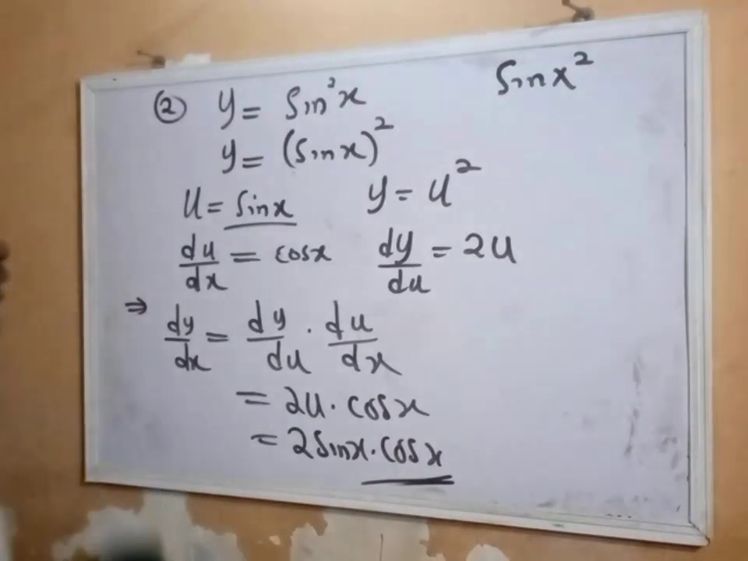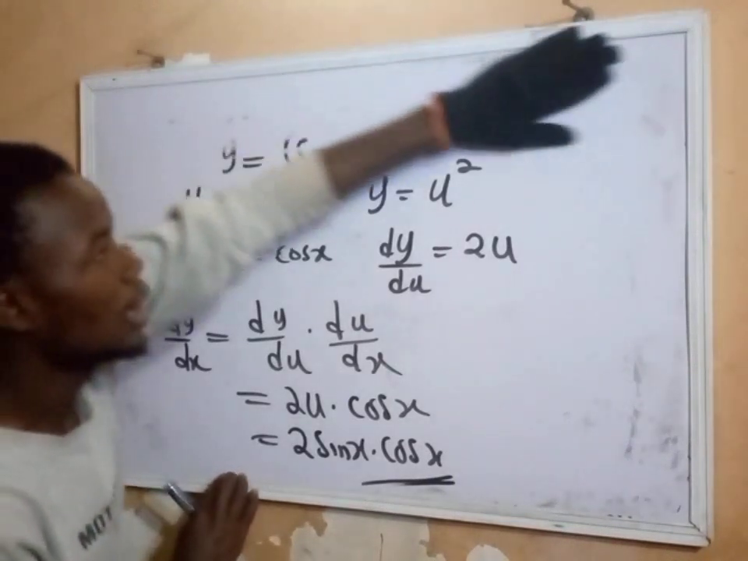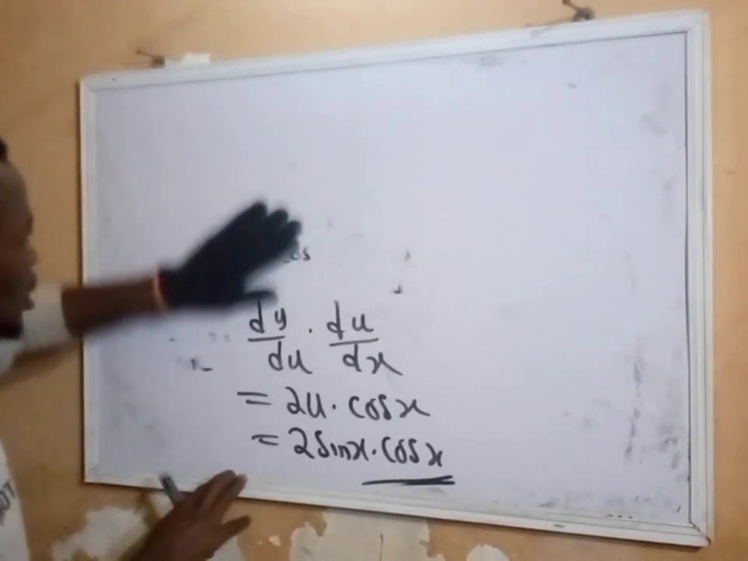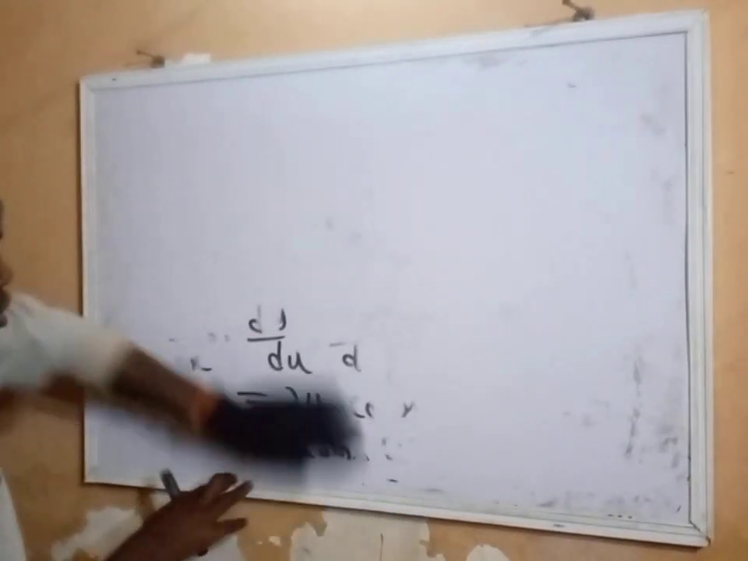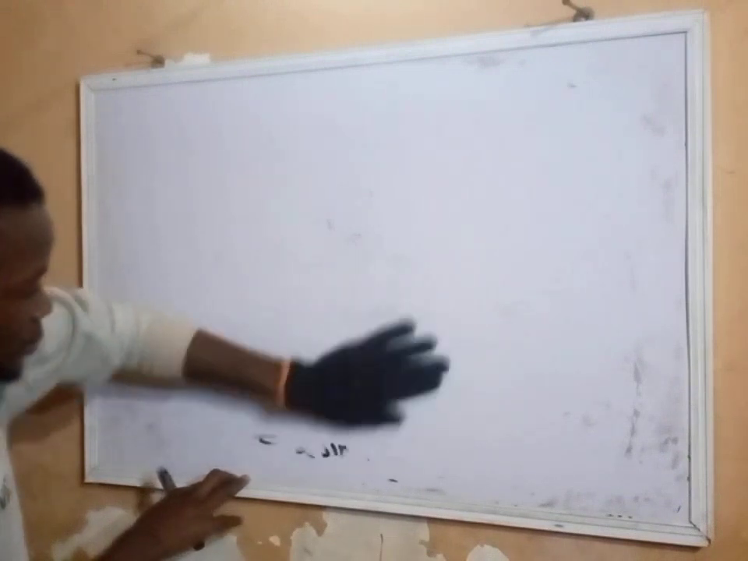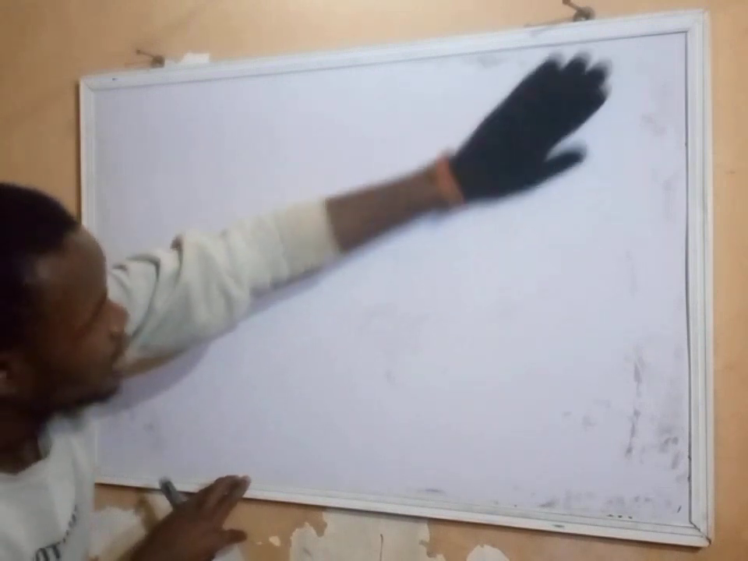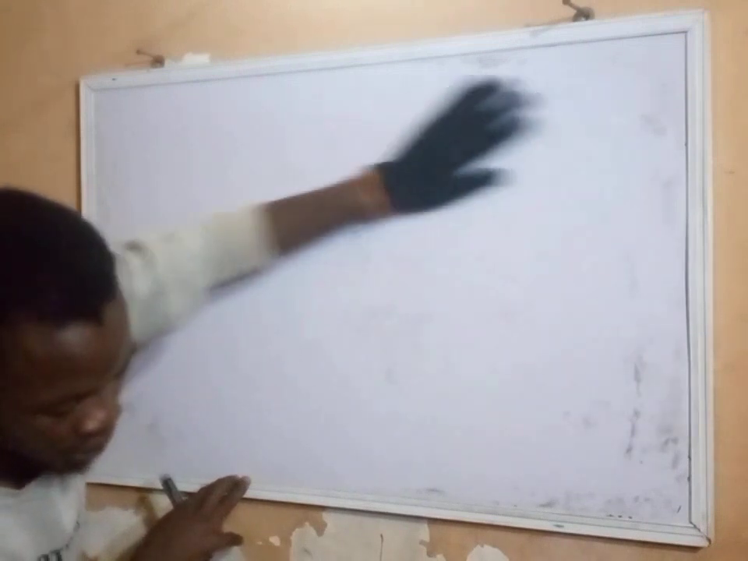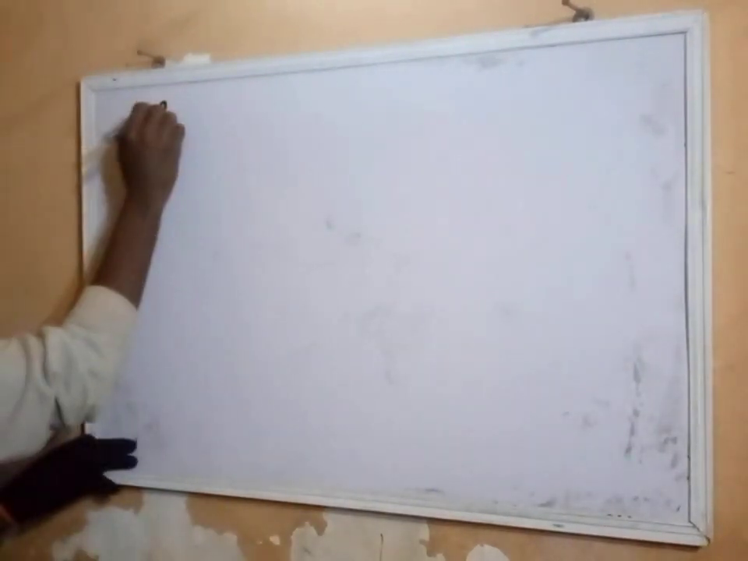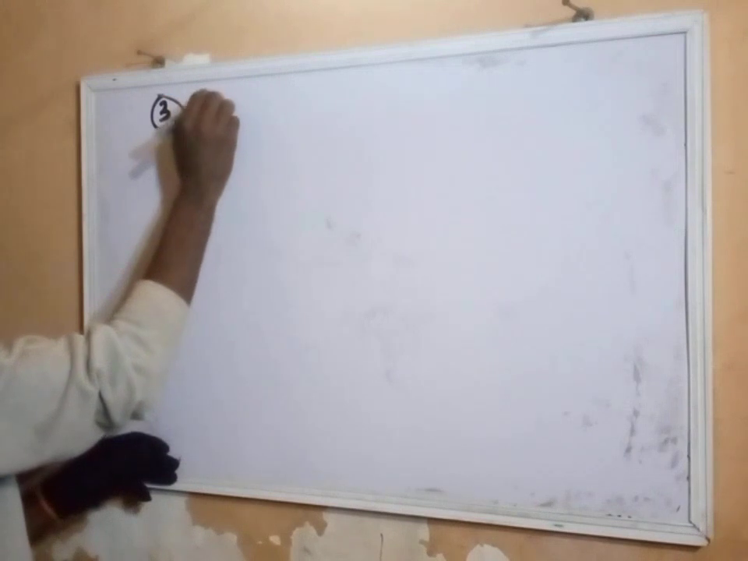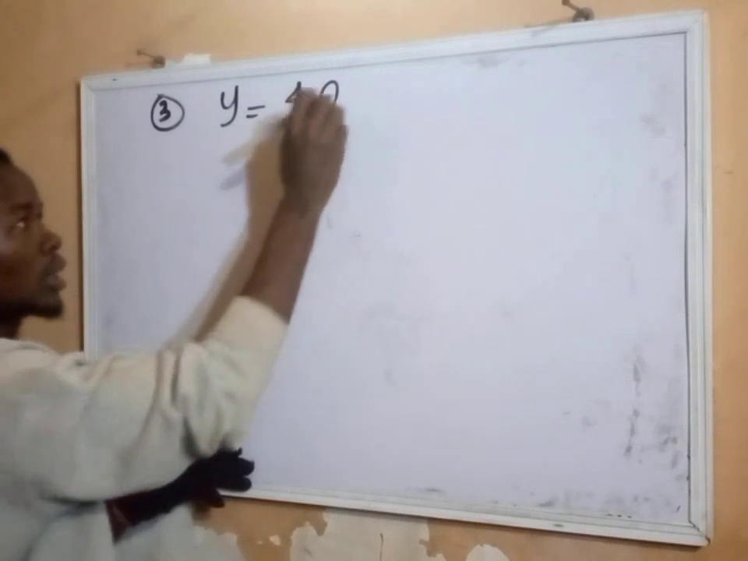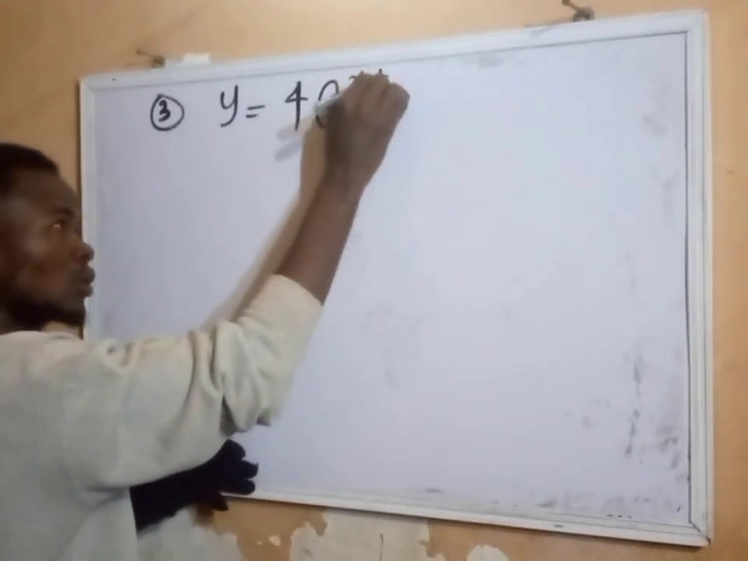Cleared? So if this is clear, let's see another example. Another example here is I'm going to show you the function of the logarithm and the trigonometry. But before that, let's see the exponential first. Let's say we have number 4 and number 3 question. Suppose y equals 4 exponential of, let me just add this one as x plus 1.